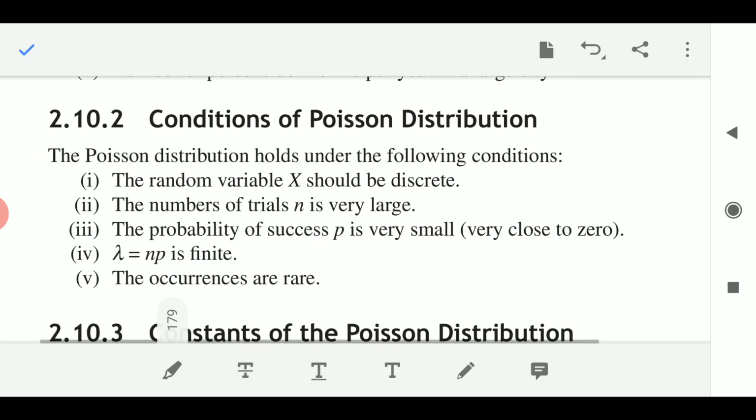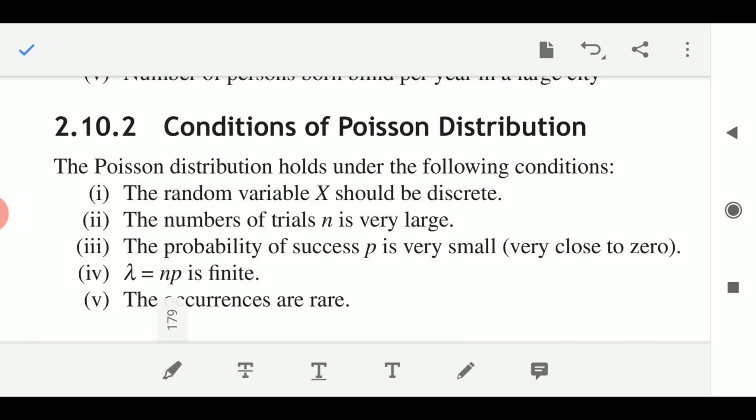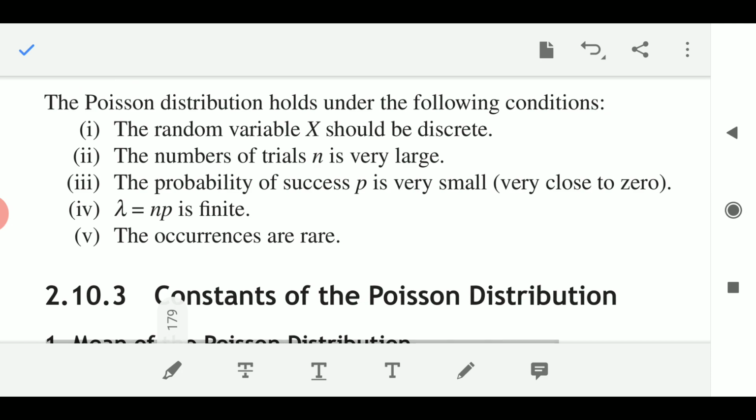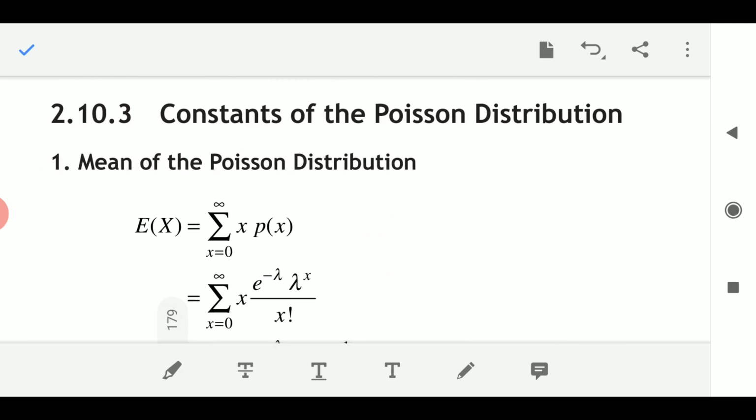Let us see what the conditions of Poisson distribution are. Poisson distribution holds under the following conditions. First, the random variable x should be discrete, which we know because it is a discrete random variable. The number of trials n is very large. The probability of success p is very small, very close to 0 in fact. Lambda equals np is finite. The occurrences are rare. If the event is rarely occurring, then it comes under the Poisson distribution.